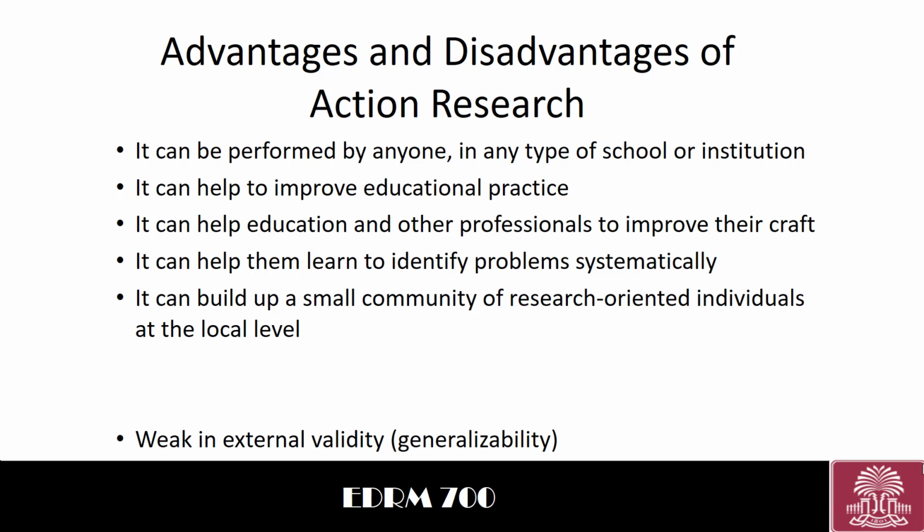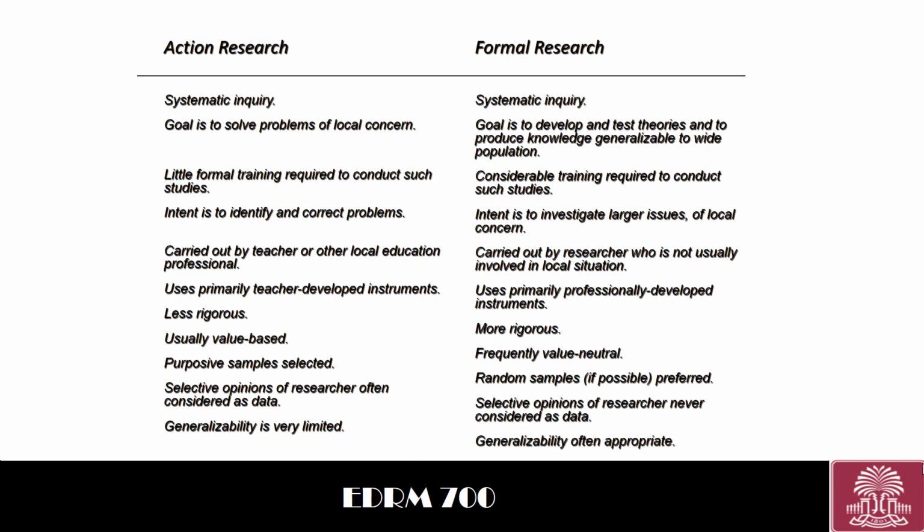On the other hand, a major disadvantage of action research is limited generalizability because researchers normally only focus on participants in their studies. Let's end our discussion with the similarities and the differences between action research and formal quantitative and qualitative research. With both forms, you would have a systematic inquiry process. With action research, your goal is to solve problems of local concern, while with formal research, your goal is to develop and test theories and to produce knowledge that is generalizable to populations.